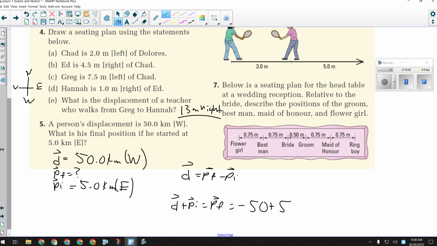Okay, everybody with me there? So if I have negative 50 plus 5, then his final position must be negative 45 kilometers, or 45 kilometers west. Hang on, what did I mess up here? Oh no, yeah, his final position, sorry, is negative 45 kilometers, or 45 kilometers west, right? He went 50 kilometers west. He was 5 kilometers east of something when he started. He's got to be 45 kilometers west of that something now.